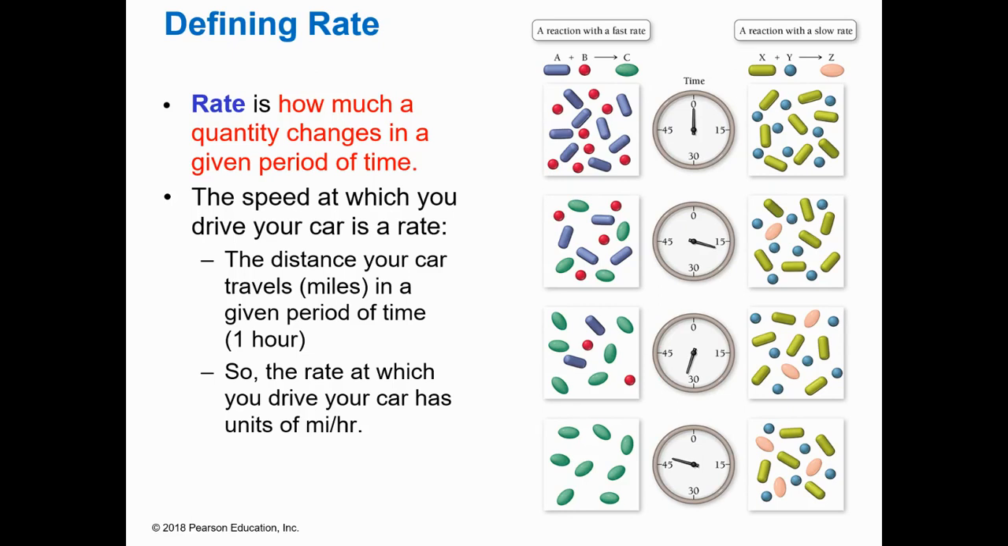The one on the far right has a much slower rate. As we watch it happen through the hour, it's not all turning into Z. Only 3 of them have changed over. And that's okay. The reaction is happening. It's just happening at a much slower rate. And you're going to see this in one of our labs.